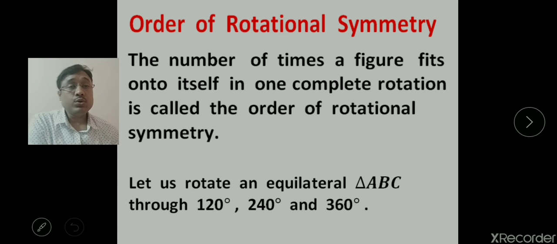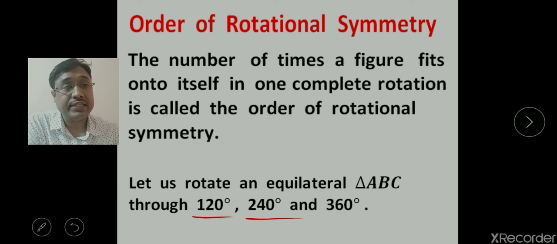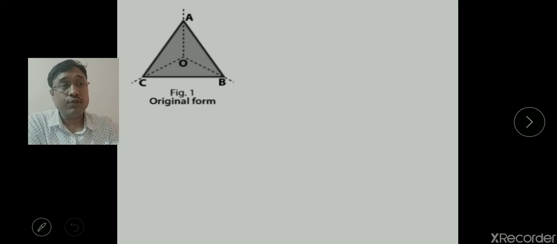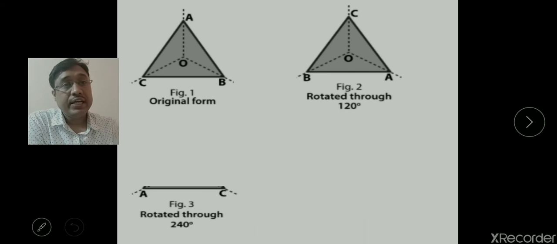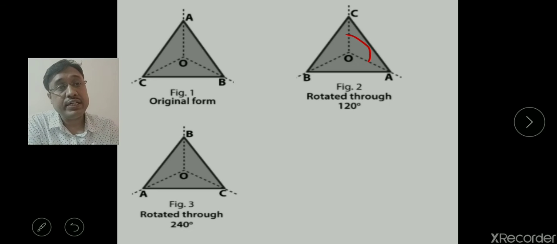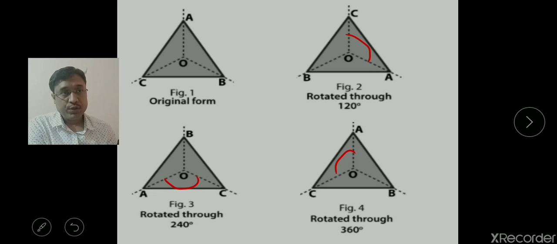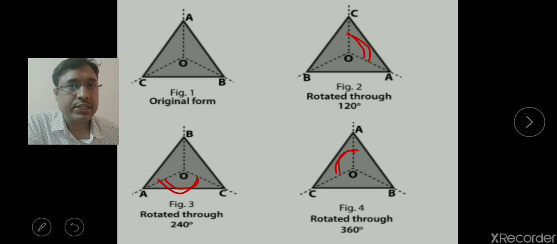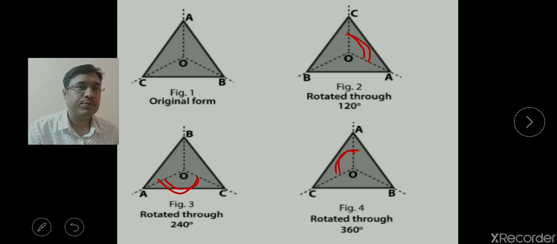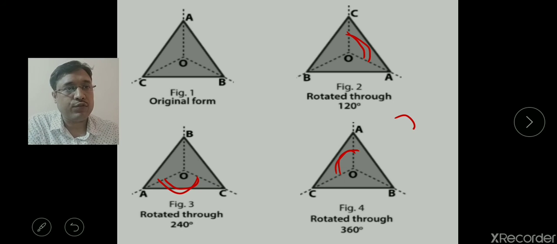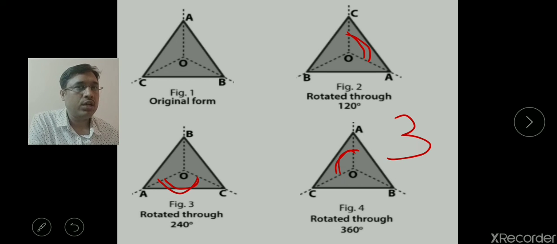To understand this, let us rotate an equilateral triangle through the angles 120 degrees, 240 degrees and 360 degrees. This is the original form of the figure, and it is rotated first through 120 degrees, then 240 degrees, and finally again through 120 degrees. Each time it rotates through 120 degrees, so in total 120 times 3 means a 360 degree rotation is done. In each rotation it takes its original form, so the equilateral triangle has rotational symmetry of order 3.